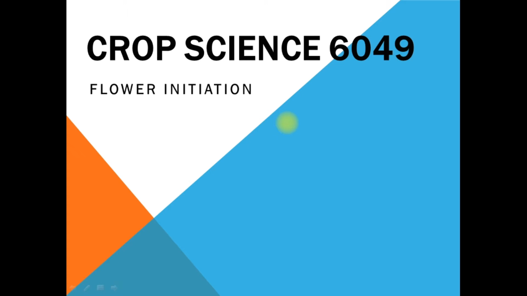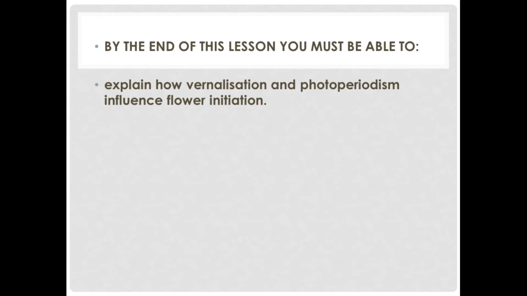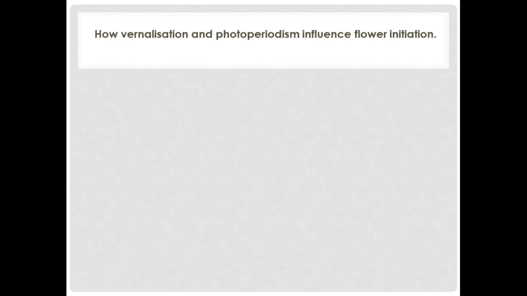In today's lesson we are going to look at flower initiation. By the end of this lesson you must be able to explain how vernalisation and photoperiodism influence flower initiation. So let's take a look at how vernalisation and photoperiodism influence flower initiation. We are going to start with vernalisation.